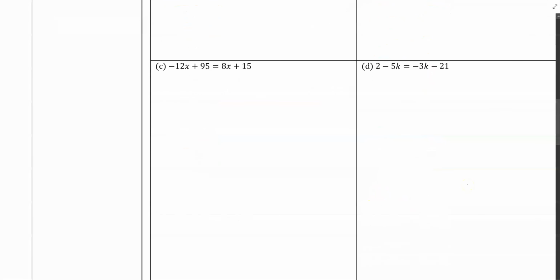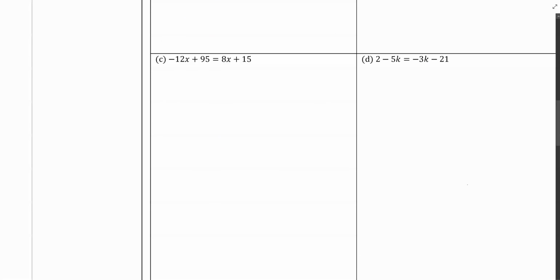Moving on to part C, we have negative 12x plus 95 equals 8x plus 15. First step, there's no parentheses and there's no like terms. We'll worry about that on the next page. So our second step is to kill off the smaller x. Now we have negative 12x on the left-hand side and we have 8x on the right-hand side.